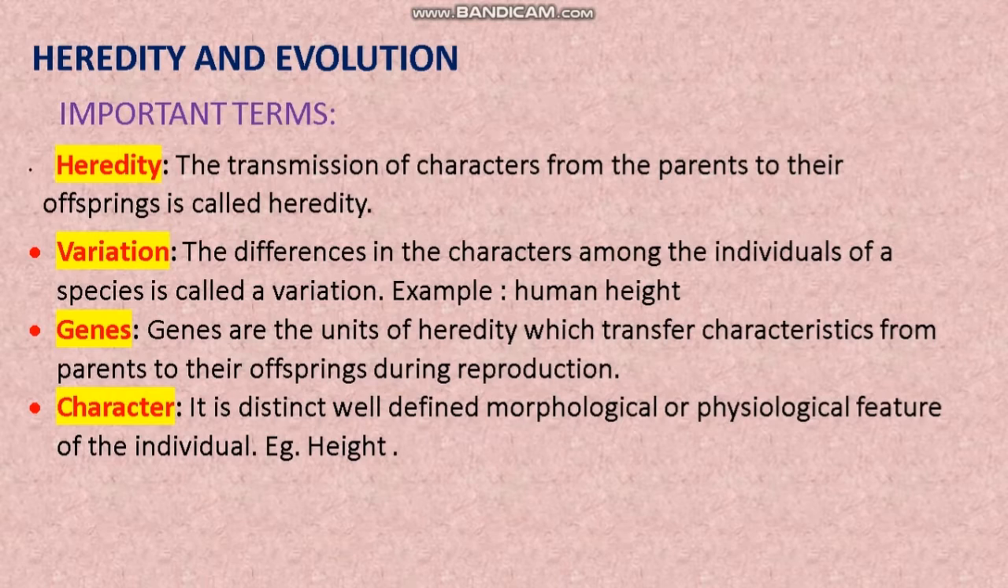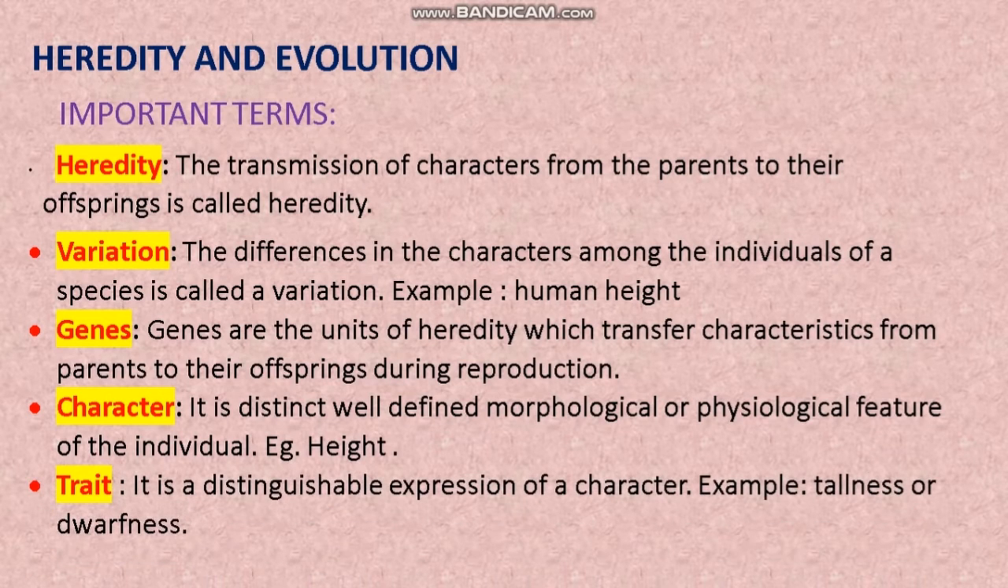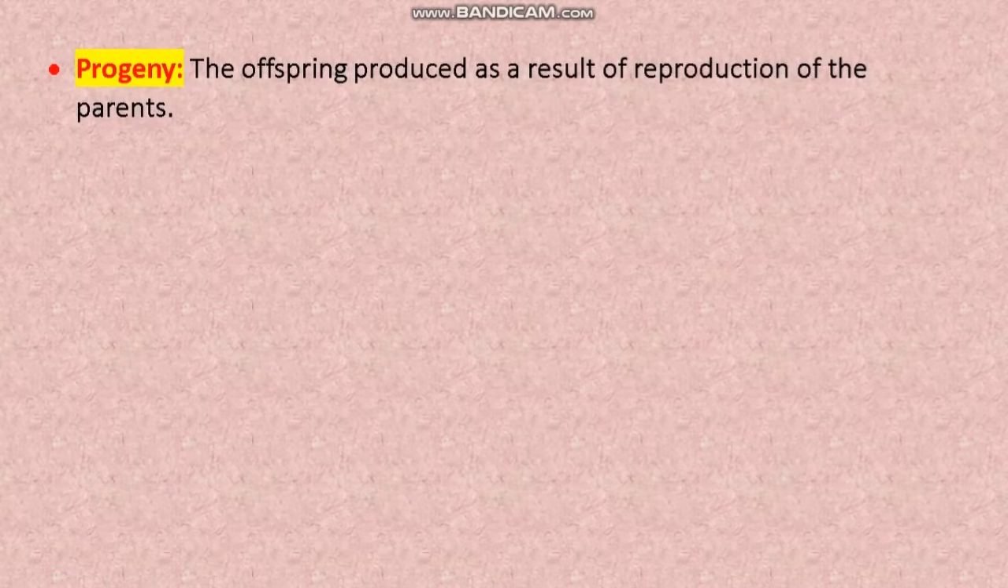Character: it is a distinct, well-defined morphological or physiological feature of the individual. Example: height. Trait: it is a distinguishable expression of a character. Example: tallness or dwarfness. Progeny: the offspring produced as a result of reproduction of the parents.